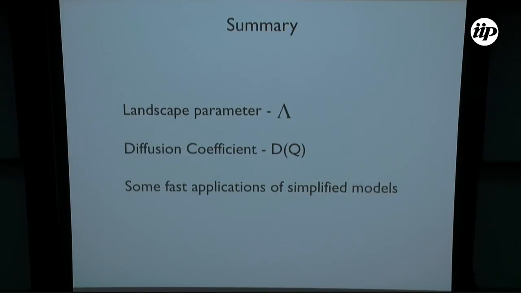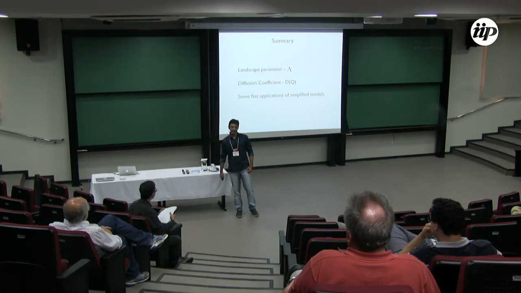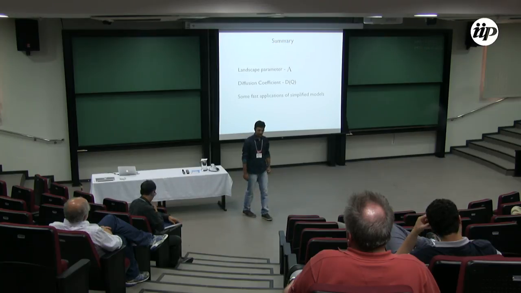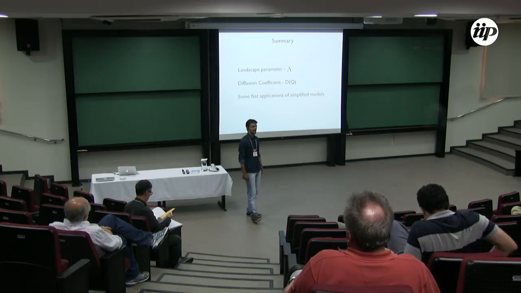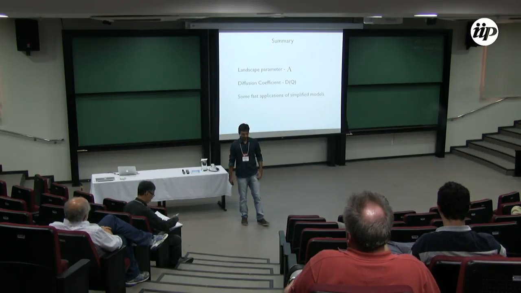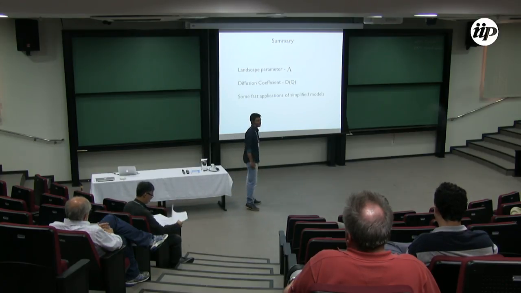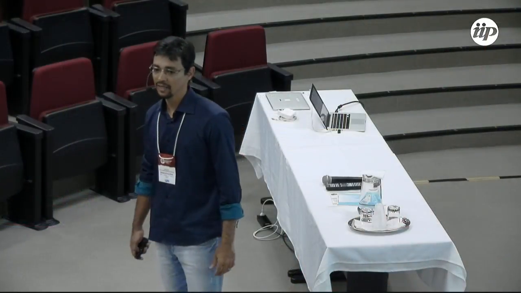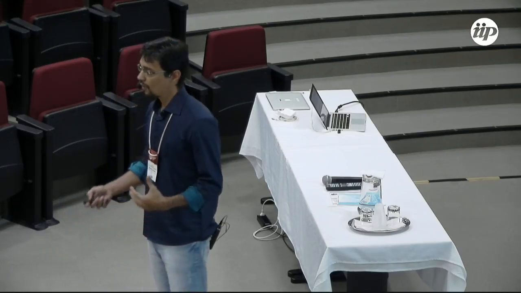And in summary, what we talked about was the energy landscape parameter, lambda. I hope I convinced you that lambda can describe the energy landscape for a given protein. And the diffusion coefficient is also a parameter that connects thermodynamics and kinetics for the system, and some applications that we can do with these amazing simplified models that people have been developing and trying to understand for quite a while.